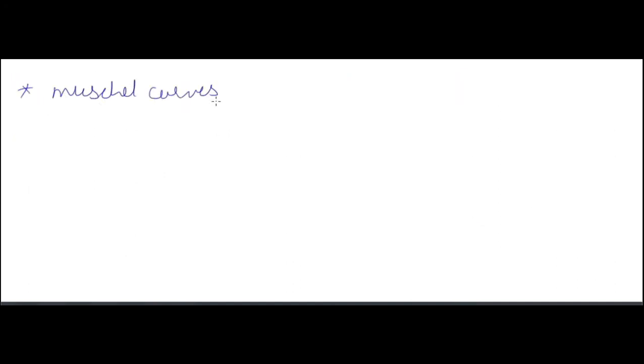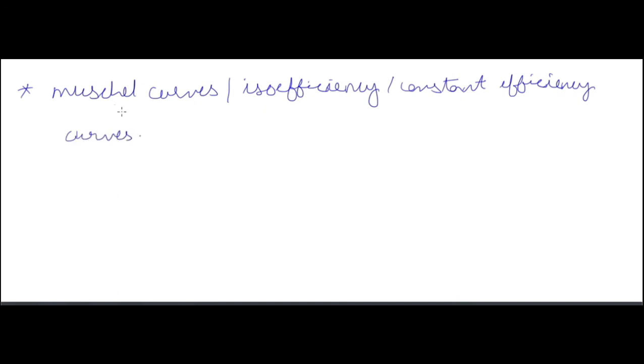Now the third one is just a definition: isoefficiency curves or constant efficiency curves are also known as Muschel curves. No big deal. It was just asked as a one mark question, so I have written it.